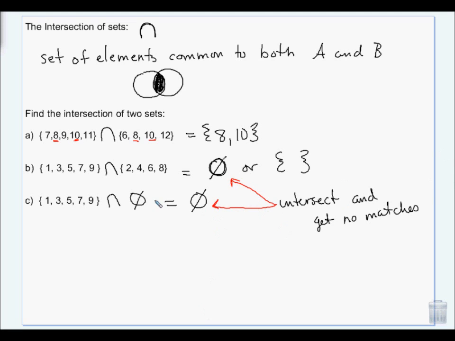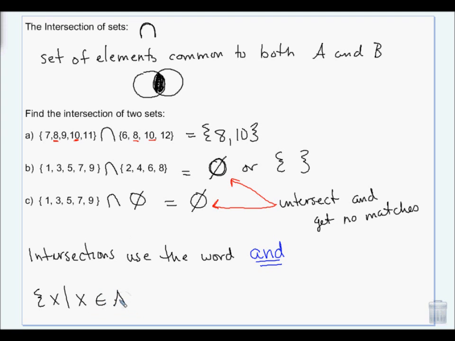Okay. Intersections use the word and. So an example of that would be x such that x is an element of A and x is an element of B. And what that equals is A intersects B.